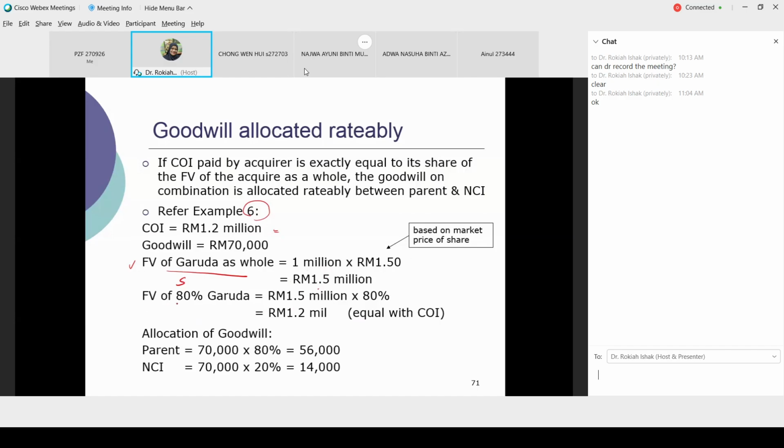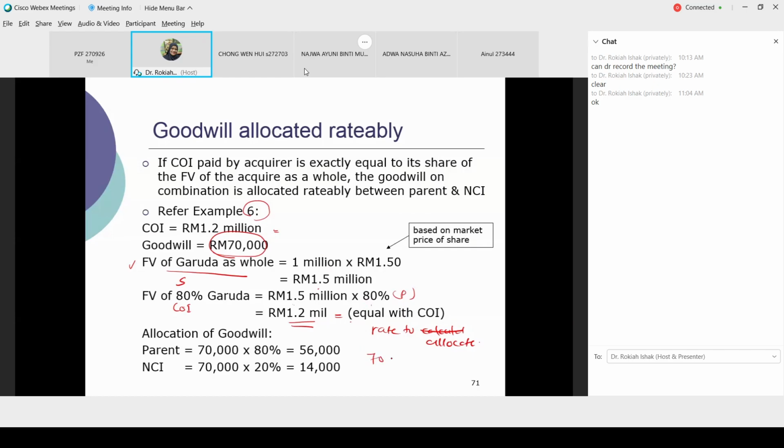And then the fair value of COI in Garuda here is 80%. 80% is owned by parents, yeah? 80% times 1.5. So we are going to have 1.2 million. So the amount that you calculate based on the fair value here is equal to the COI. Then we can use a rate to allocate goodwill, not to calculate. Okay, a rate to allocate the goodwill. So based on this one, you already calculated that the goodwill here is 70,000.